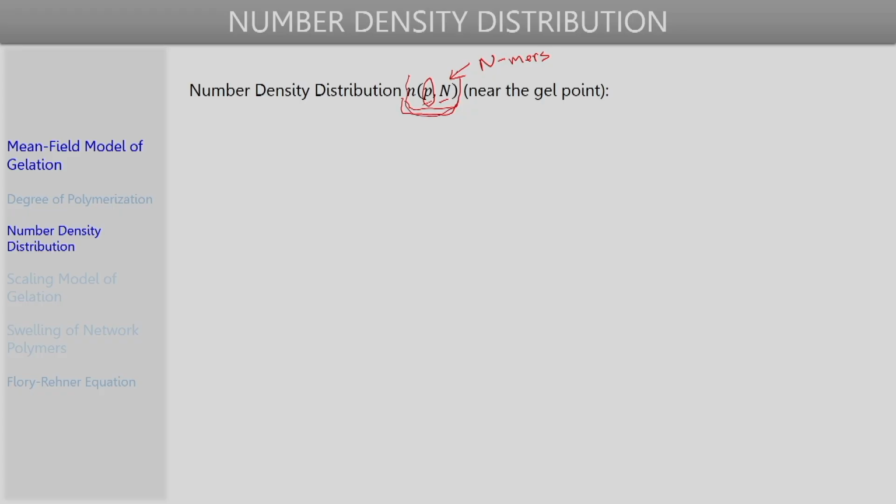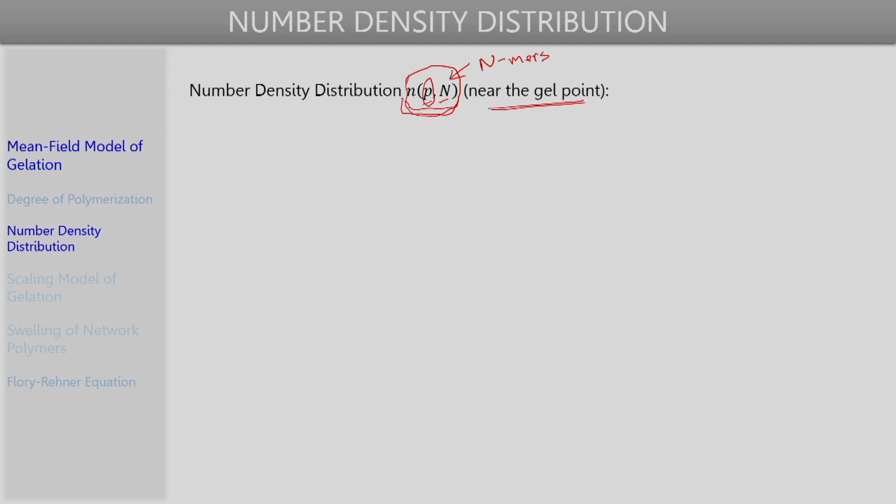Now, again we will not go into the detailed derivations here. One can, starting by considering a Bethe lattice and using the mean field model, derive a general expression for this quantity, and from this quantity other things like the degree of polymerization can also be obtained. So, we will not go into the derivation, we will just state the result that we obtain for the number density distribution near the gel point in the mean field model.